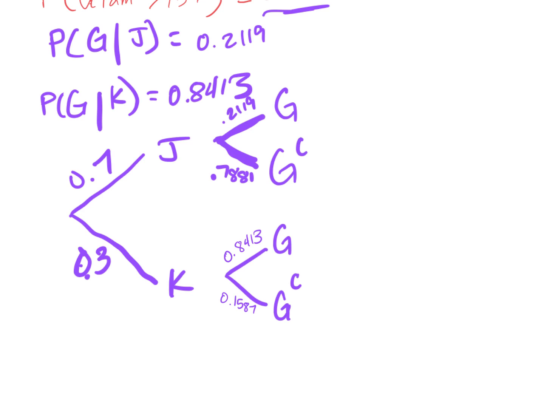And then, what are we asked to find here? I had a question real quick. What is the G complement? Again, what does that mean? Not G. So that would be the small. If we let G be the big melons, G complement would be the small melons. Small, okay.